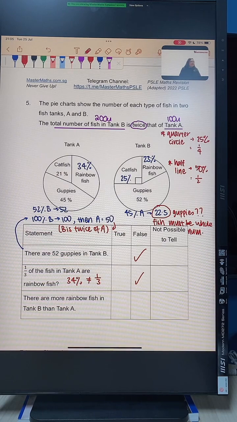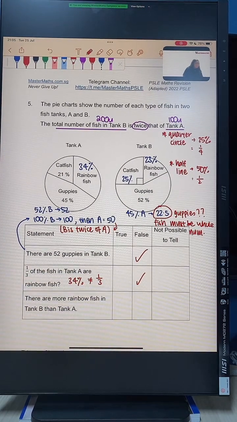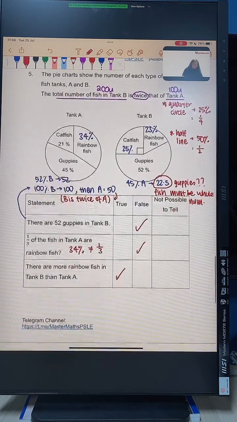Alright, and the last one, there are more rainbow fish in tank B than tank A. What do you guys think? True, false, or not possible to tell? Are there more rainbow fish in tank B than tank A? Okay, more, less, or not possible to tell? For those of you who are saying true, fantastic, you guys are right. Indeed, there are more rainbow fish in tank B than tank A.